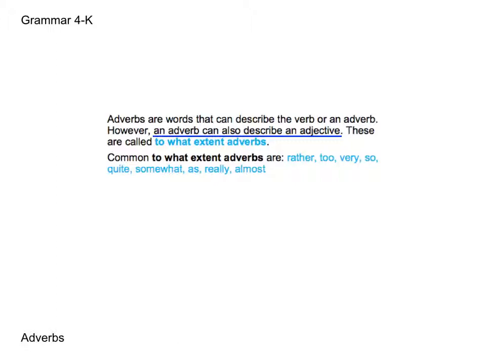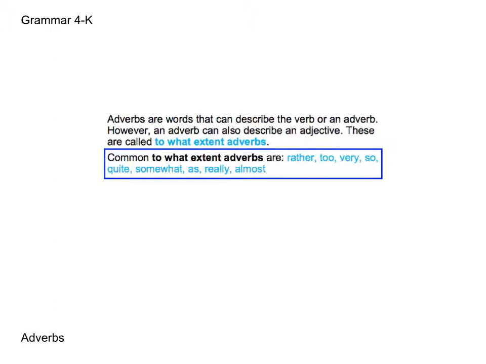And when you have an adverb that describes an adjective, just like when it describes an adverb, we call them to what extent adverbs. And that's the question that they answer. To what extent is this other word describing another word? So to what extent is this adverb describing the adjective? Common to what extent adverbs are rather, too, very, so, quite, somewhat, as, really, and almost. And by saying common to what extent adverbs, I'm essentially saying, hey, these are the words to look for, adverbs that will answer to what extent other words are describing other words.